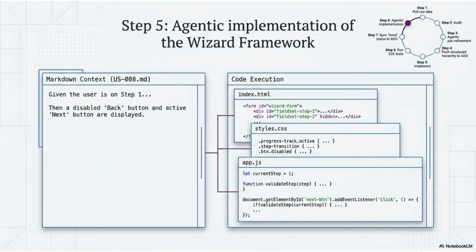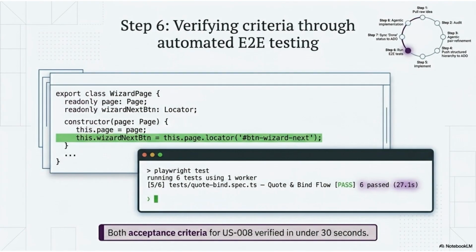With the requirements clear, Step 5 is the agentic implementation. The AI leverages the established Markdown context to guide the generation of the necessary code and styles. Step 6 verifies the work through automated E2E testing. We can confirm that the acceptance criteria are met, with test results generated and verified in under 30 seconds.